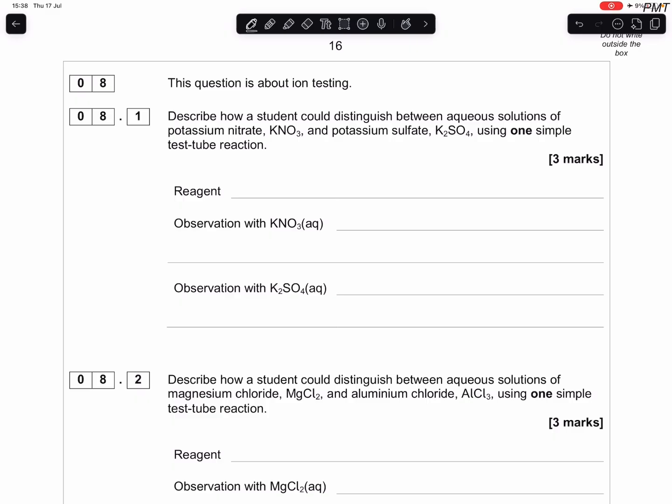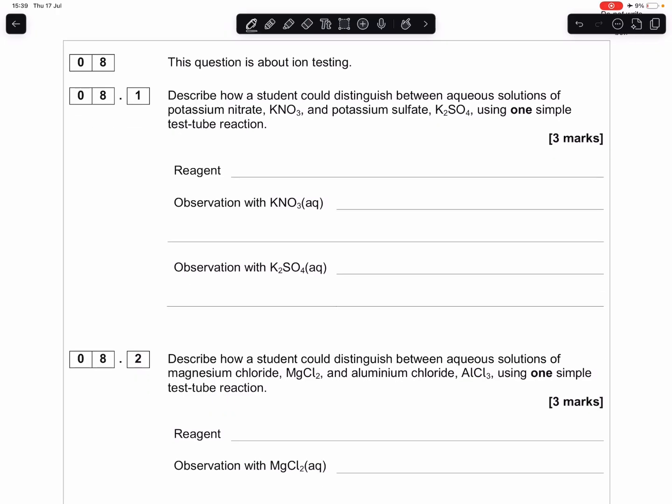This question is about ion testing. Describe how the student could distinguish between aqueous solutions of potassium nitrate and potassium sulfate using one simple test tube reaction. So if we look at our potassium nitrate, you've got your nitrate here, that is NO3 minus, and we've got our sulfate, K2SO4, so that is going to be SO4 2 minus. So straight away, the test for sulfates is you add barium. You can either add this as barium chloride, or you can add barium hydroxide. You can't just say add barium 2+. You have to add it with something.